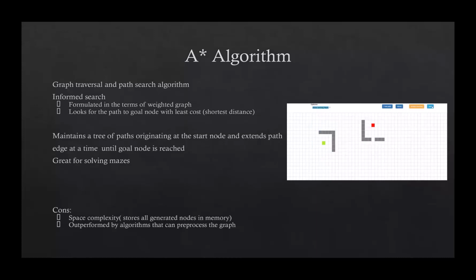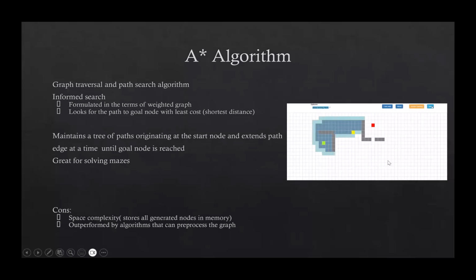So the cons of this kind of algorithm is essentially space complexity. Every node that you generate gets stored in memory. On a small thing like this, it's not a big deal. But if I'm trying to map something to a resolution that has thousands of nodes or tens of thousands of nodes, you can have a memory issue really quickly.